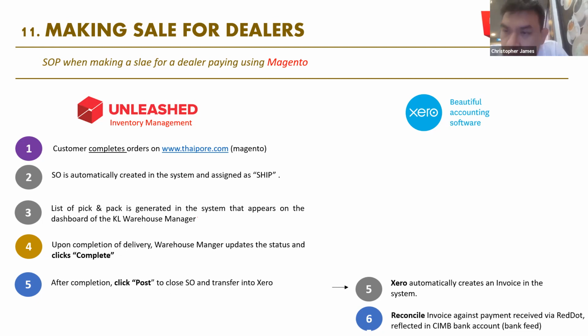So once the customer has gone through Magento and already paid, it's a successful transaction. Straight away, Basuki will get a pick and pack. She will send it out, and when she's done, she presses complete. Once complete, Karine, you can post this transaction into Xero. Just press post, and you don't have to do anything else because payment is already made. You just match the online payment, which is the red dot, with this invoice in the bank feed. Any questions so far?